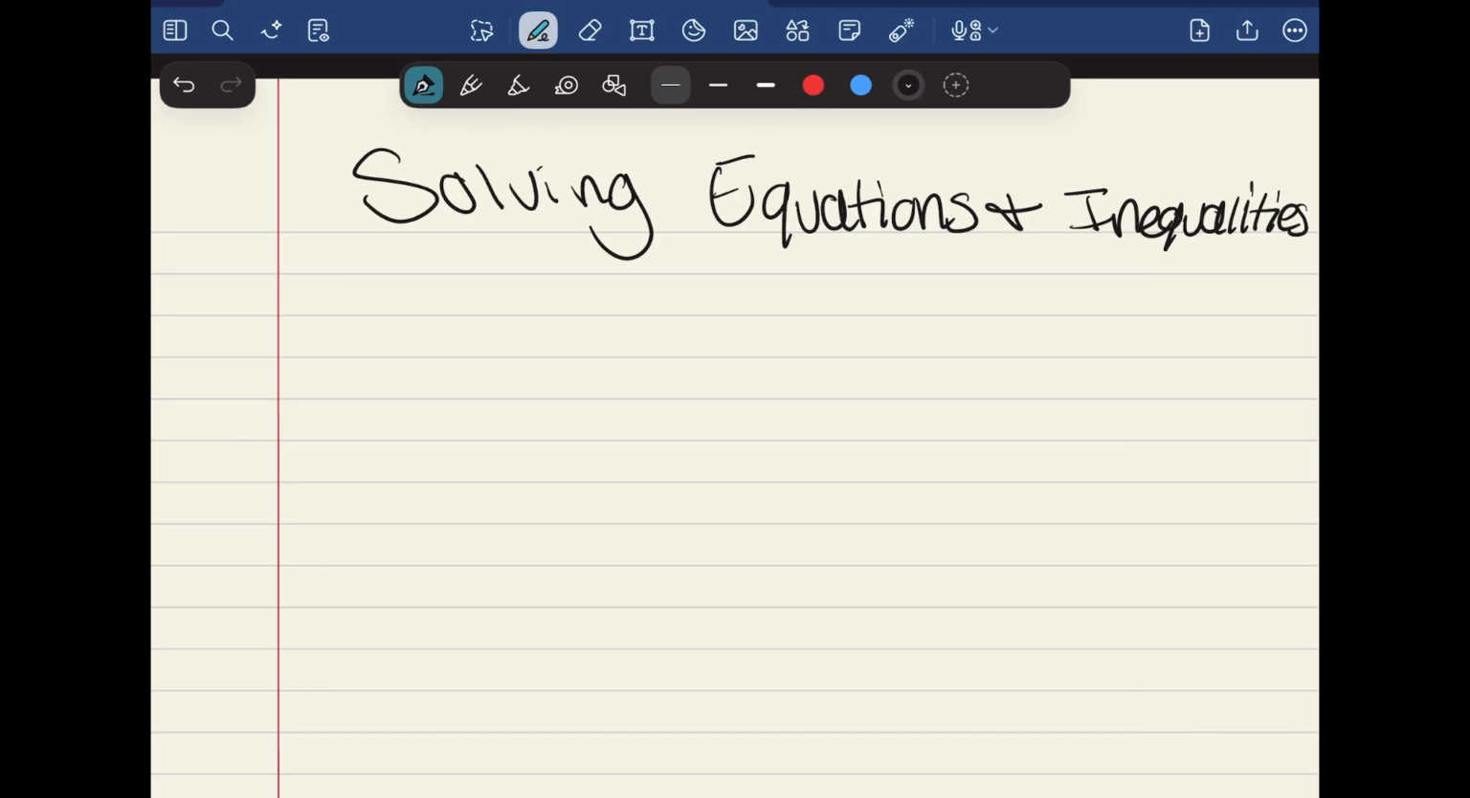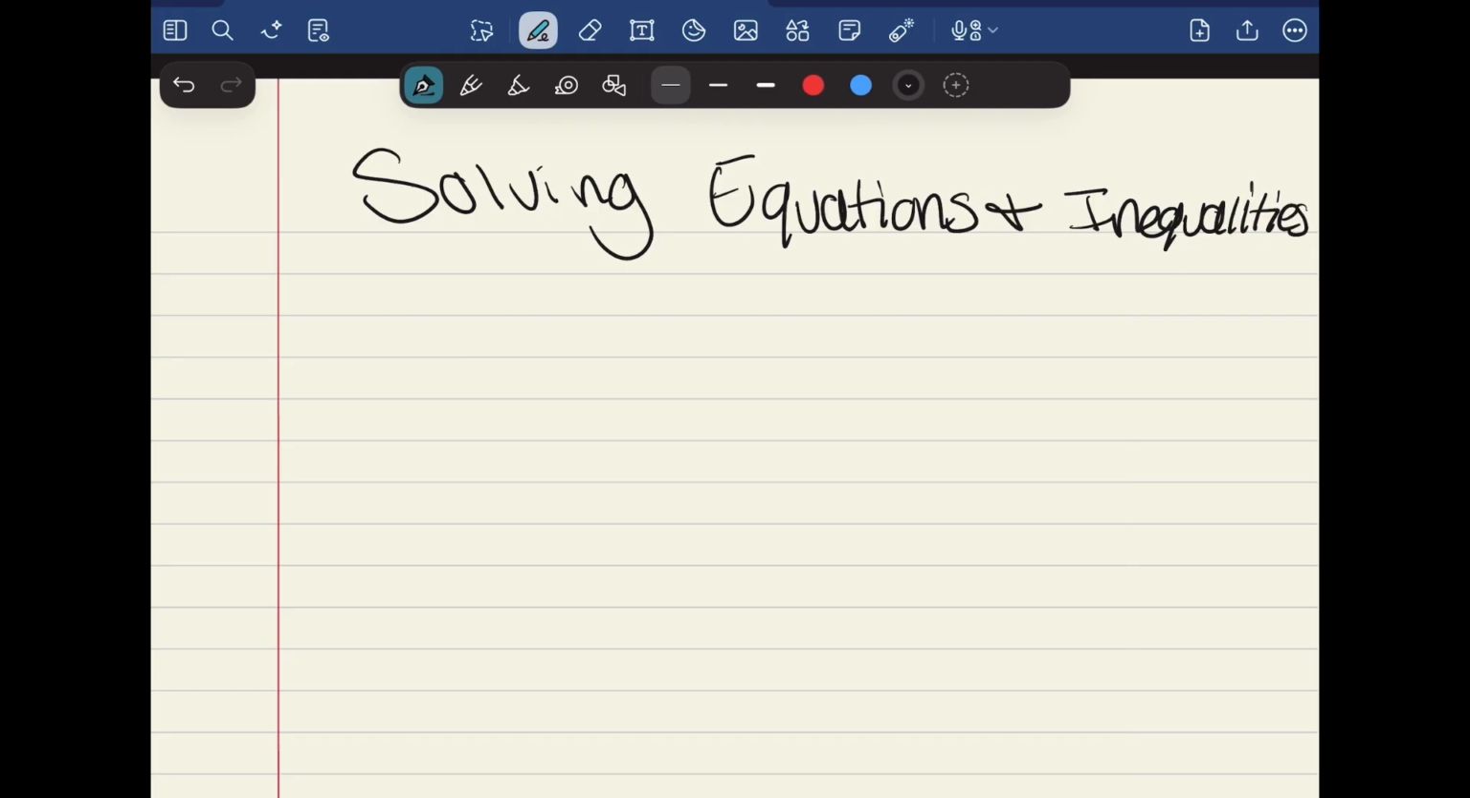So, equations. Let's first start with that one. What is an equation? An equation is a math sentence that uses an equal sign. Equation, equal, equation. You cannot spell equation without equal, without the L. So, I'm going to give you an example of an equation.